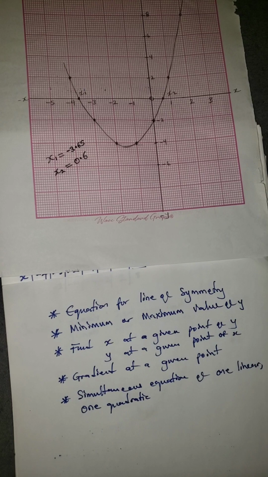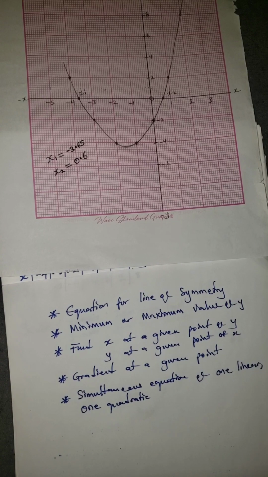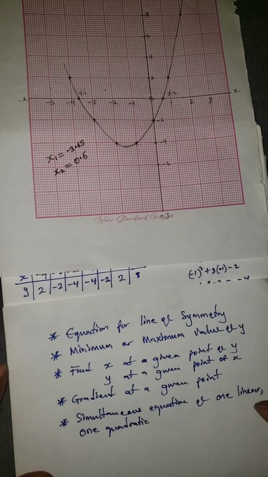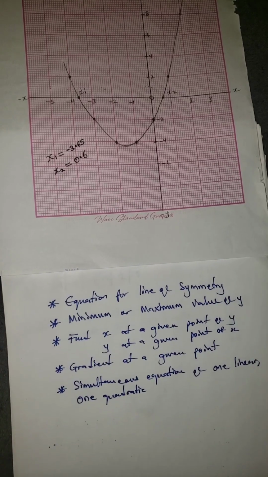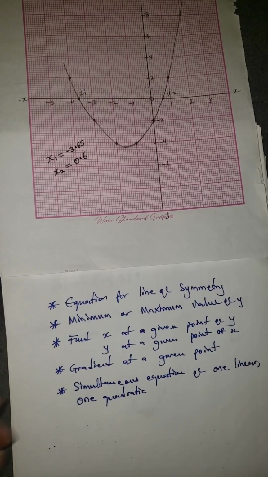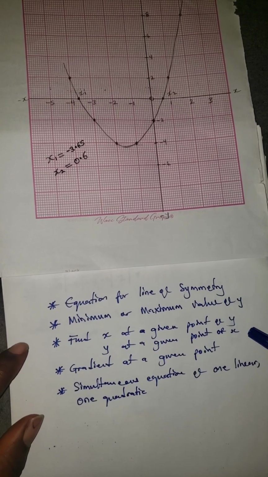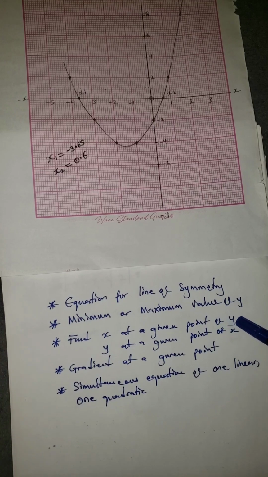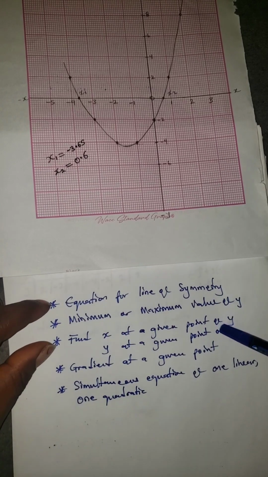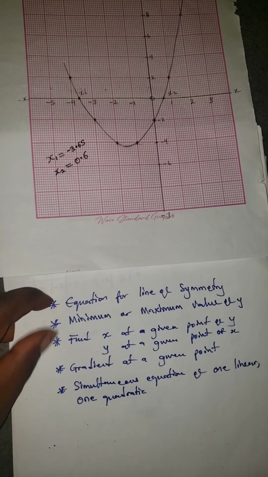So all you need to do is to learn how to make use of this quadratic equation. So the first thing is to know how to plot the equation. When you know how to plot the equation, all these other ones are going to be very easy for you to do. Okay, so we are going to make videos on most of this: how to find line of symmetry, minimum or maximum value of y, finding x value at a given point of y. In fact, these three, we can use one graph to show it. Even this one, we can use just one graph to show all this.